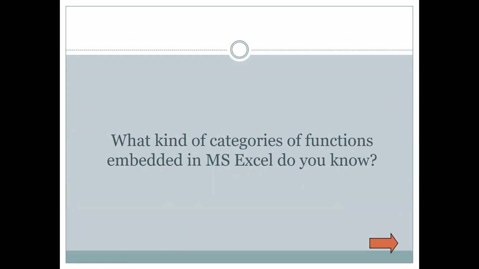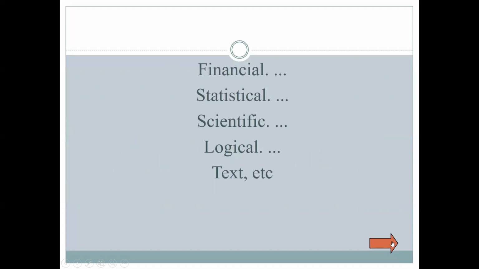Here is written the question: what kind of categories of functions embedded in Microsoft Excel do you know? You may use the knowledge from the theory materials. If you have the answer, let's check. Financial, statistical, scientific, logical, text, etc. And you know, there are 10 or 14 categories of functions in this program.